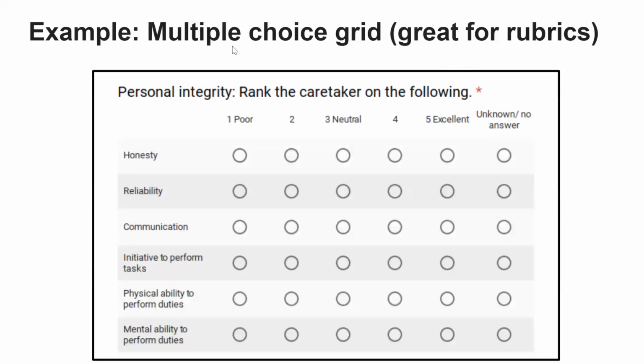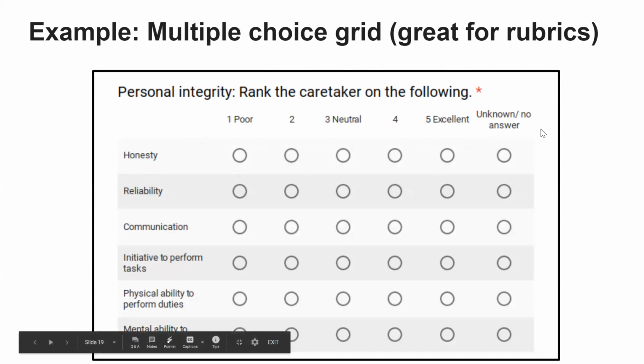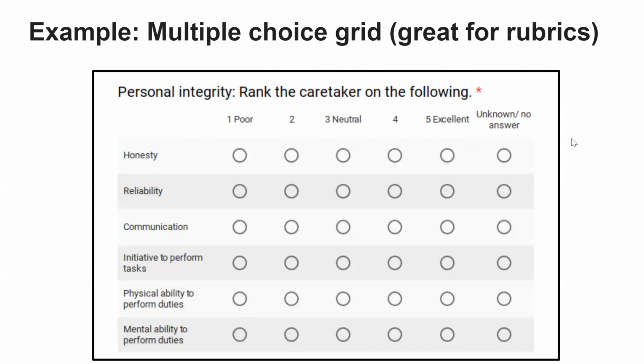So here's an example of the multiple choice grid, good for rubrics. This is a medical based one, but if I set this up for my class, this could be the different criteria that I'm scoring them on for their projects. And then as I go through, I can only pick one per row here. So they did great, excellent. Maybe they need some more work, neutral. So this is an example of using the multiple choice grid for a rubric.